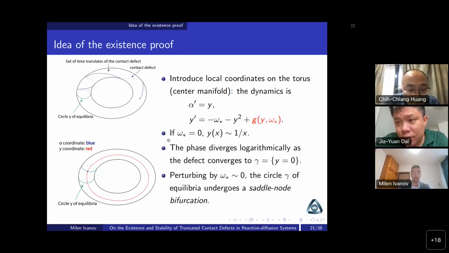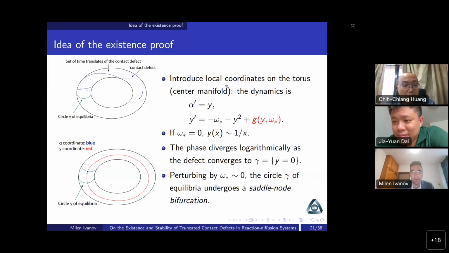Okay, so now let me jump to the ideas of the existence proof. First, near the circle of equilibrium. We saw this image before, arguably the most important image in this talk. And as we know by the works of Sandstede and Scheel and Mielke and others, there exist center manifolds near this circle. There exist center stable, center unstable, etc. manifolds, and they're invariant with respect to the time translation.